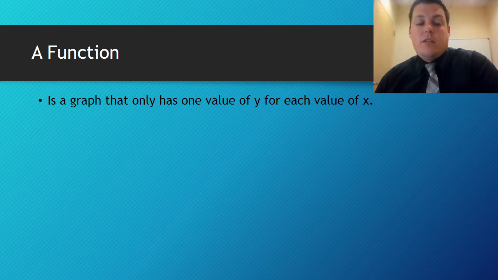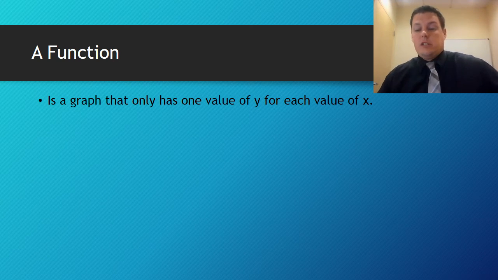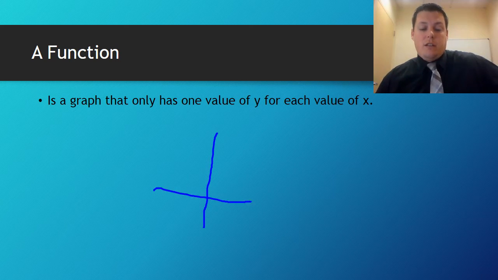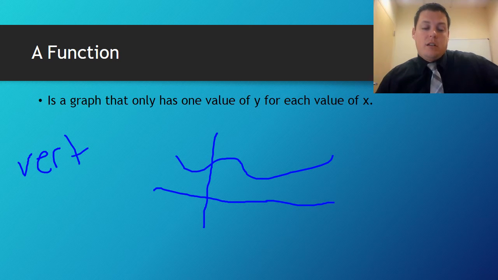A function is a graph that only has one value of y for each value of x. So something you may be asked is, is this graph a function? The easiest way to tell if a graph is a function is after you graph it. Okay, say I have some weird graph, it looks like this. Can we do a vertical line test? If we can do a vertical line test, then it is a function.